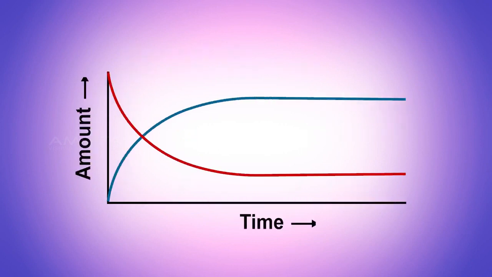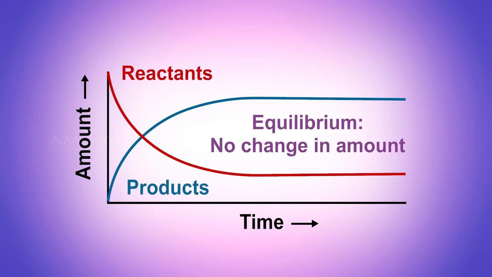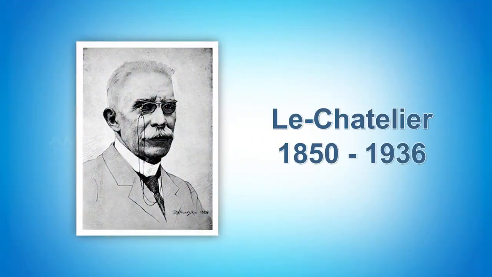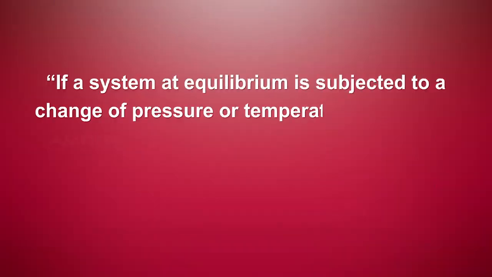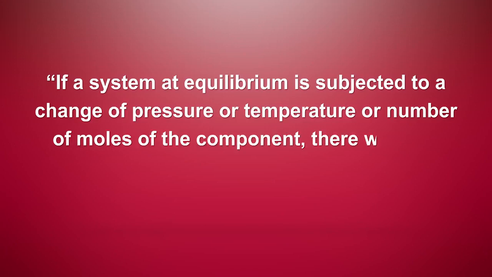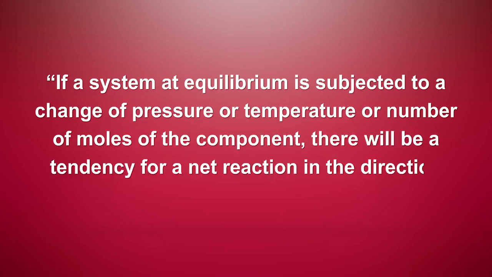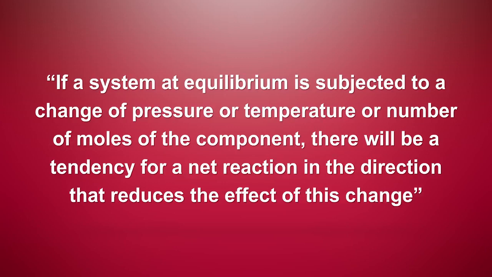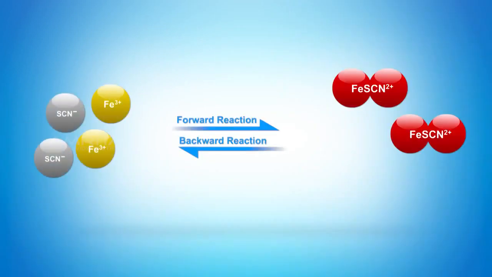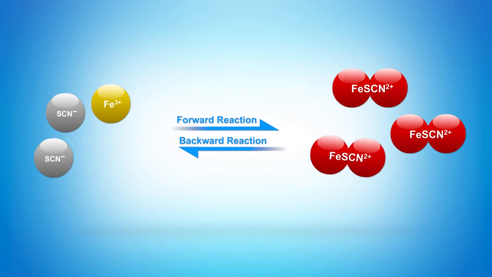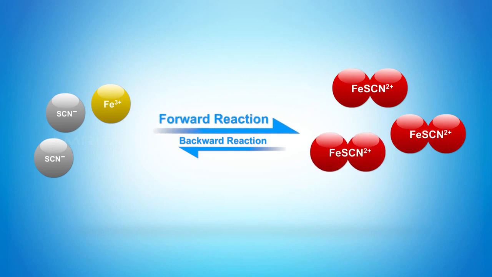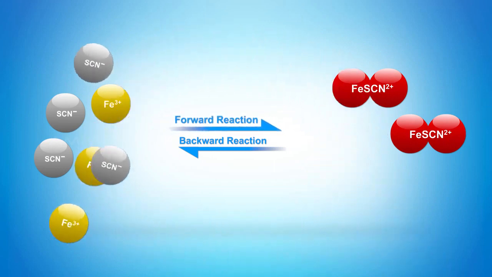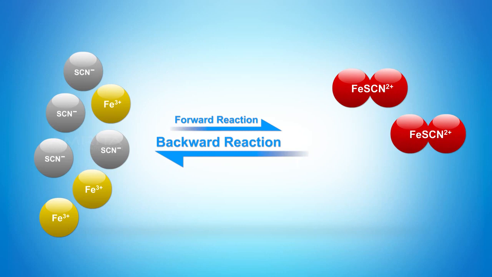The effect of concentration on a system in equilibrium can be predicted with the help of Le Chatelier's principle, which states that if a system at equilibrium is subjected to a change of pressure or temperature or number of moles of the component, there will be a tendency for a net reaction in the direction that reduces the effect of this change. According to Le Chatelier's principle, when the concentration of any one of the reactants increases, equilibrium shifts in the forward direction. Similarly, if the concentration of any one of the products increases, the equilibrium shifts in the backward direction.